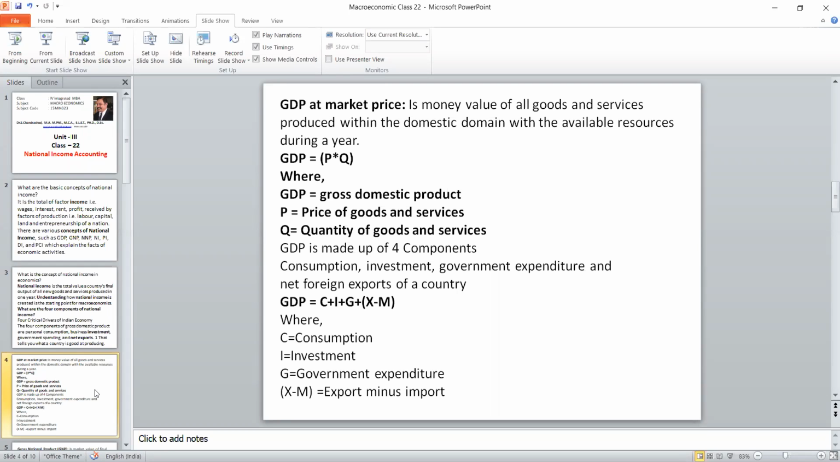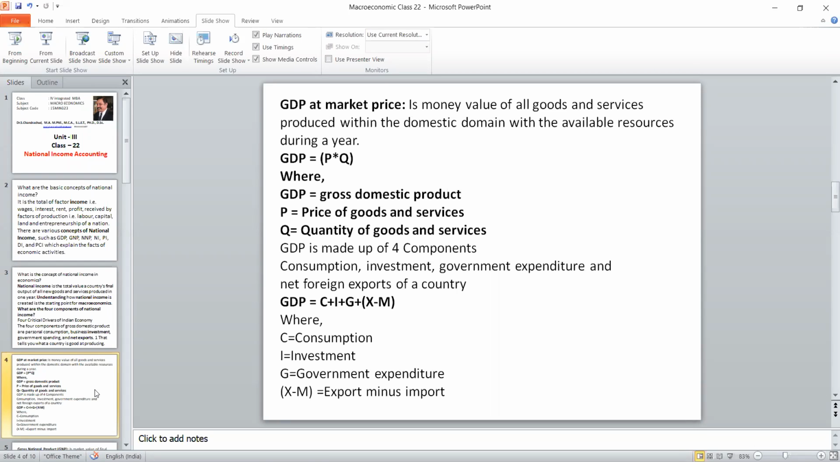This particular GDP is also given in the modern economics book as GDP equals C plus I plus G plus X minus M. What does it mean? C stands for consumption, I stands for investment, G stands for government expenditure, and X minus M is nothing but the difference between the export and the import. We may say net export minus import.